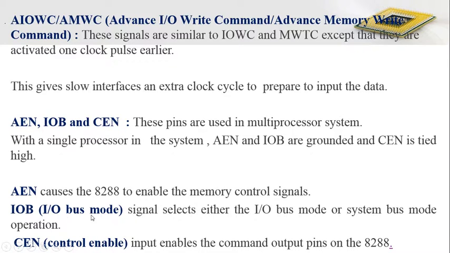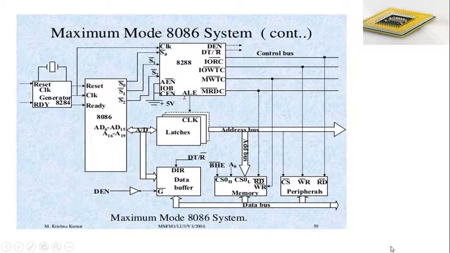Then the IOB, IO bus mode, decides whether to perform an IO bus mode operation or a system bus mode operation. The third input, CEN, the command enable input, enables the command output pins on the 8288. It enables various command outputs of the 8288. So all these are the functionalities of these three inputs AEN, IOB and CEN, and these are not available in minimum mode configuration.